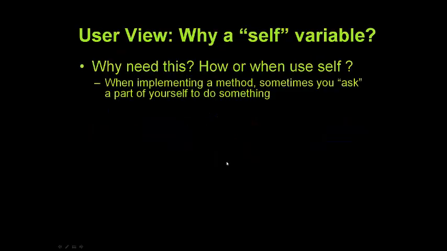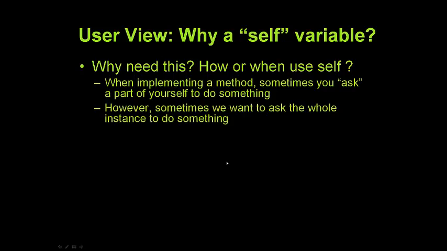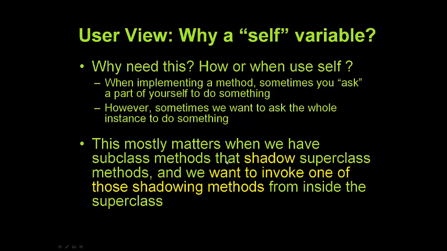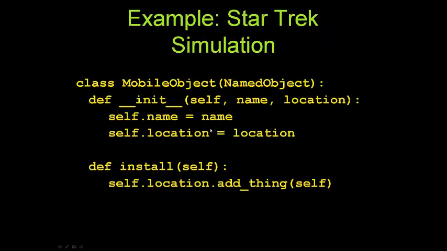Why do you need this self? Well, it turns out that when implementing a method, you sometimes need to ask the part yourself to do something, and sometimes you need to ask the whole object to do something. The reason why you need to use self is when you have what is called shadowing. That means the subclass has a method that has the same name as the superclass. We will be talking about this in the REST station, with an example there, so that should be fine. Now next, let's look at the mobile object.